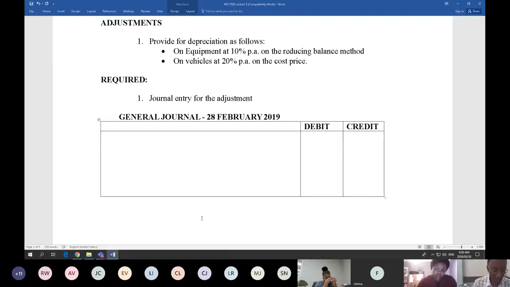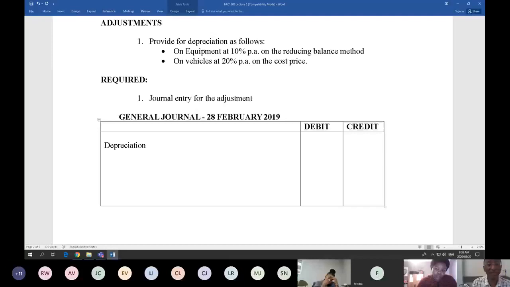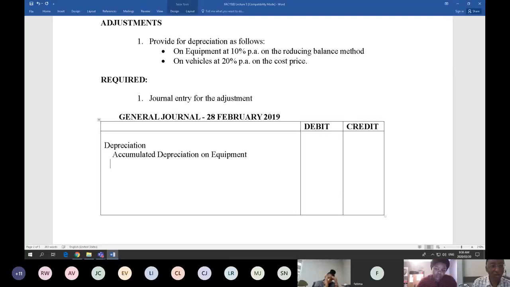To record this entry in the journal, I debit my account depreciation. Remember, depreciation is an expense. I will have to debit that account. I credit my account accumulated, which is spelled wrong there. I credit my account accumulated depreciation on equipment. And I also credit my account accumulated depreciation on the vehicles.